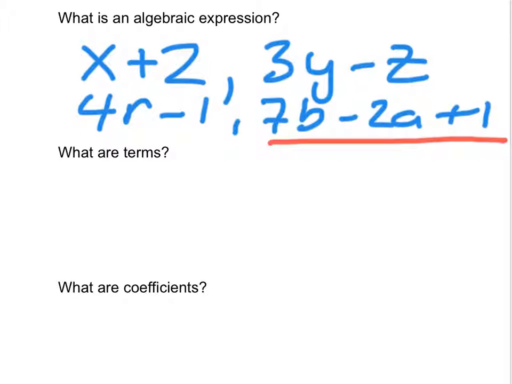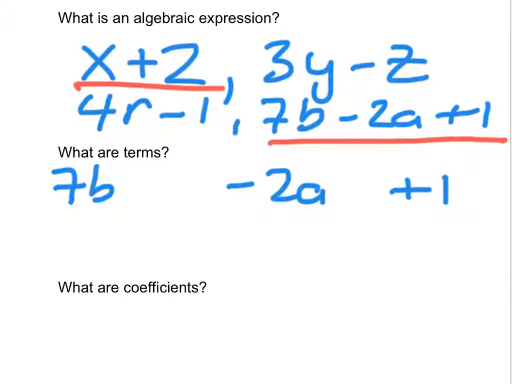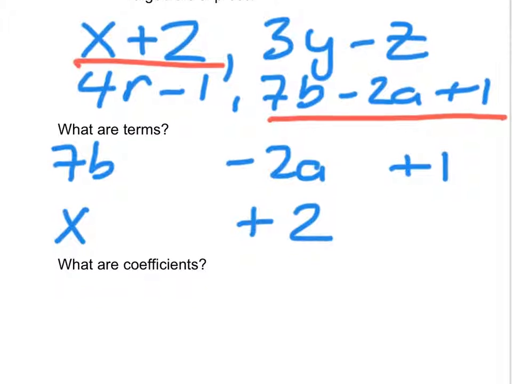Well, what are the terms in that? Well, the first term is the 7b. It's not just the 7, it's the 7b. It's that one piece. The second term would be the minus 2a, and the third term would be the plus 1. So there's 3 terms in that expression. If you look at the first one up here, it's very simple. The first term is the x, and the second term is the plus 2. If there's a sign in front of the letter or the number, that goes with it as part of the term. And finally, the last piece, what are coefficients?